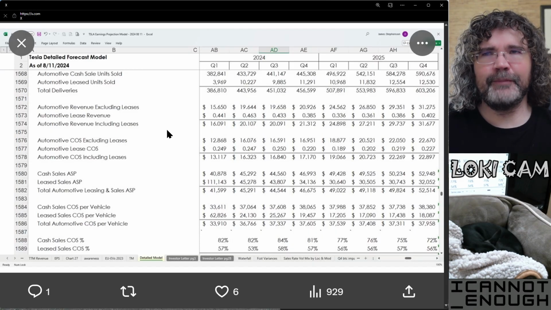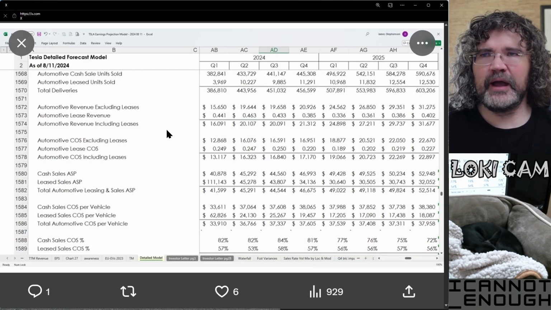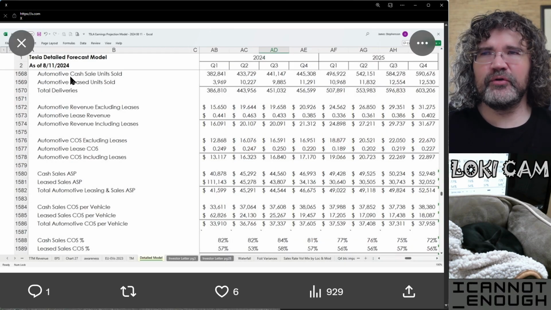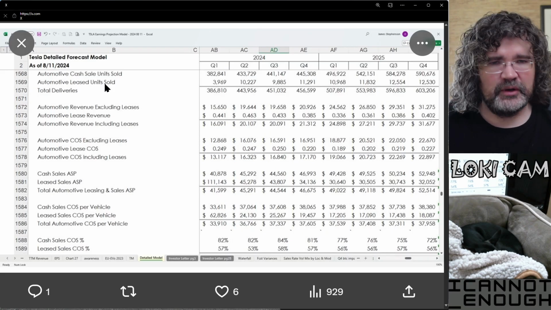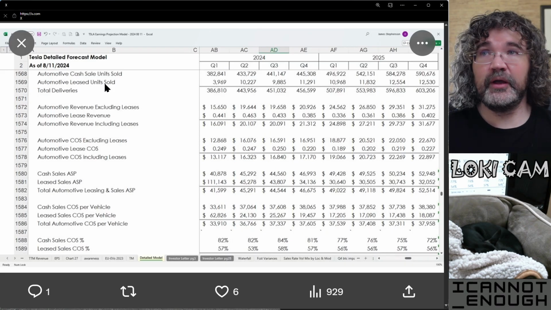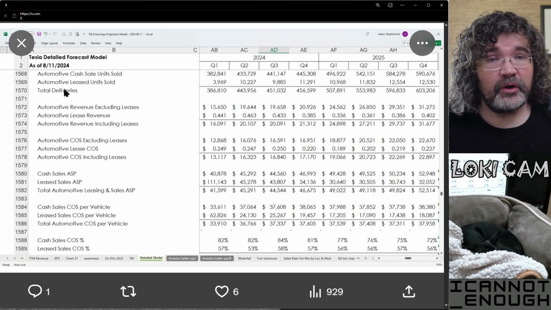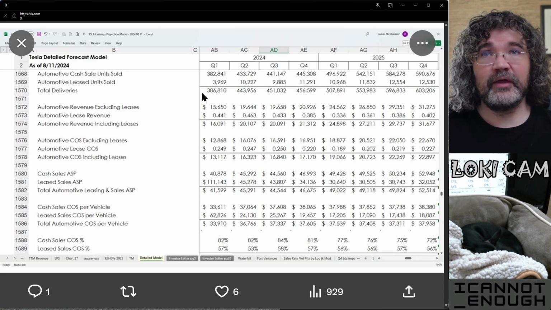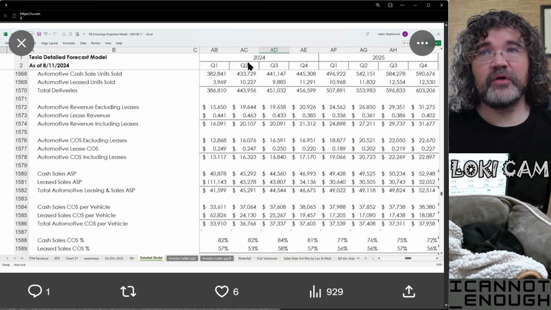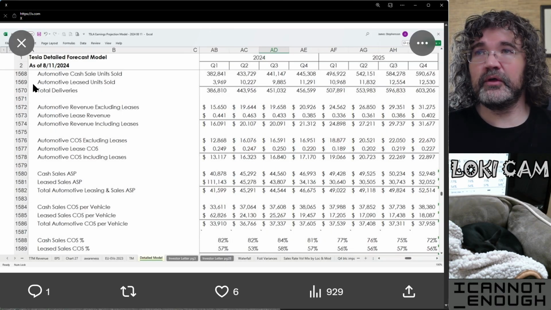So you have to do some math if you want to figure out how much the cash sale units were relative to the leased units. They tell you how many leased units there were, and they tell you how many total units there were. So you back your way into it. You take this number, you subtract that number, and it gives you this number. That's how we're doing it in all of these cases.